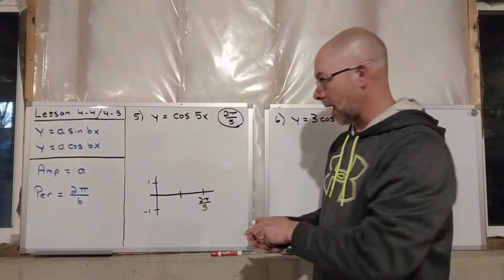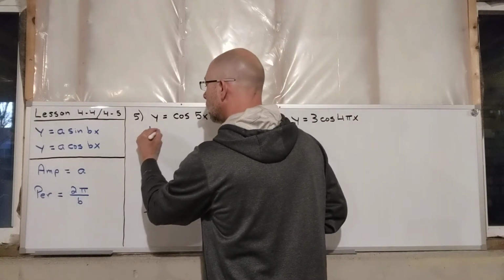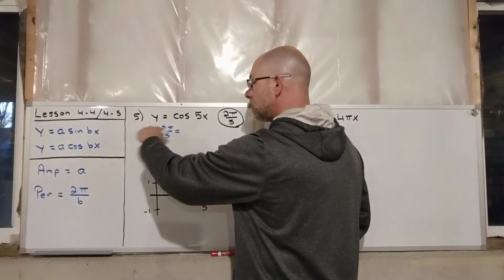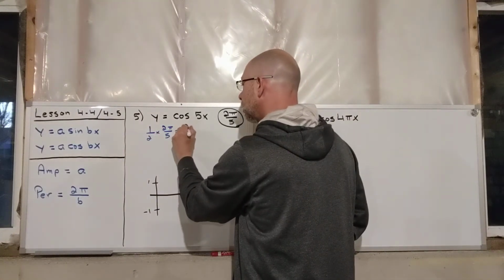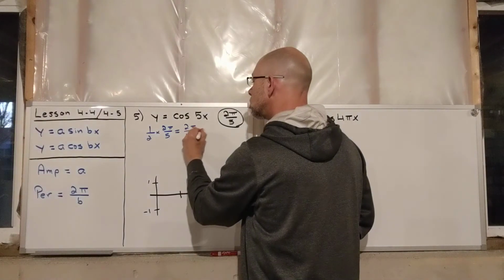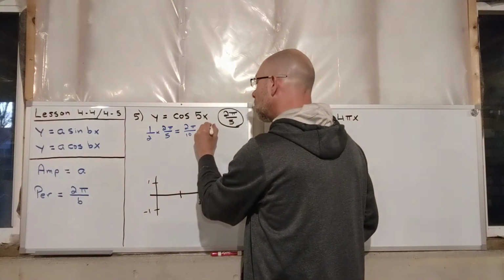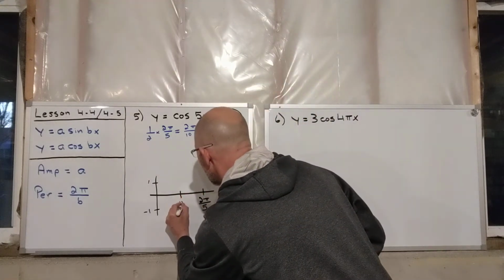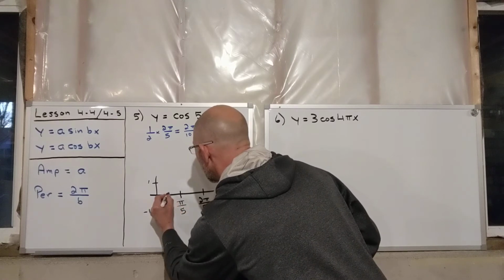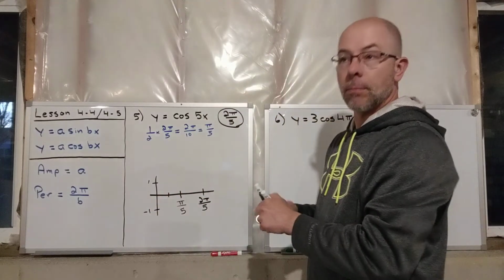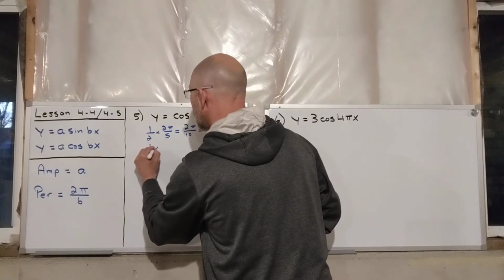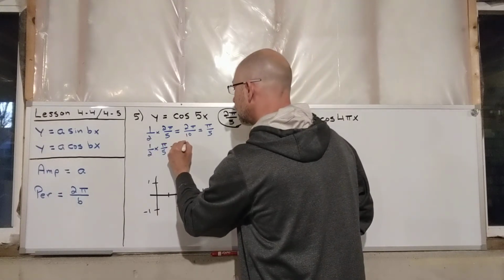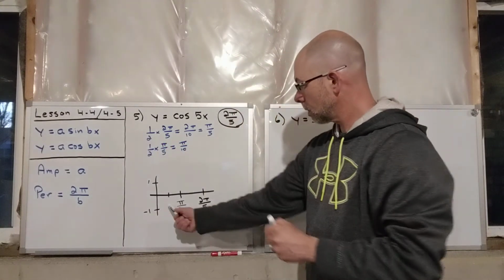First thing we'll do is go halfway to that. Half of 2 pi over 5 starts out as 2 pi over 10, which reduces to 1 pi over 5. That goes there. Halfway to pi over 5: half of pi over 5 is 1 pi over 10. That goes there.